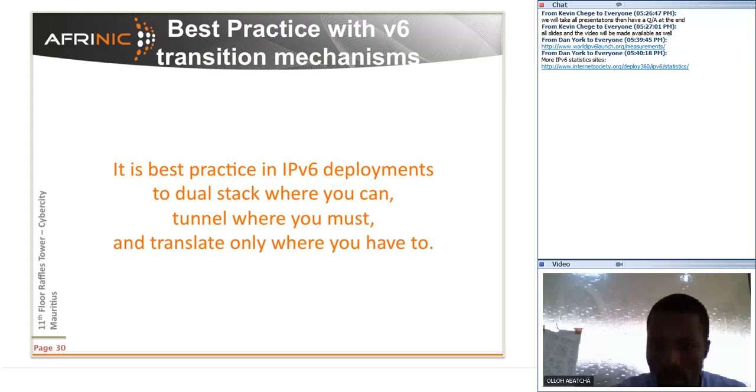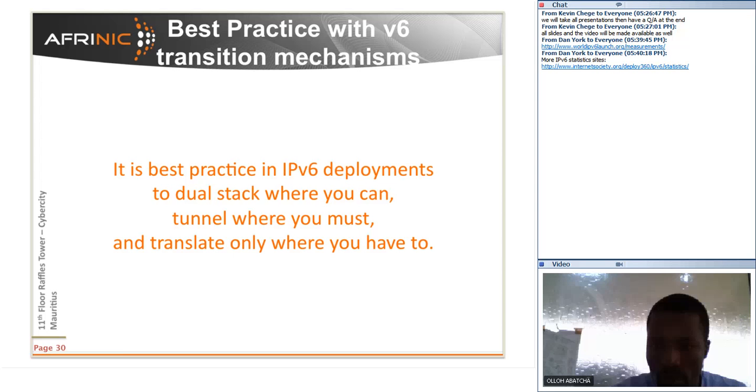Best common practices with this is to dual stack where you can. If your upstream provider gives you IPv6, then get dual stack with them. Do dual stack where you can, if your network supports this and if the surrounding elements support dual stack. And tunnel where you must.